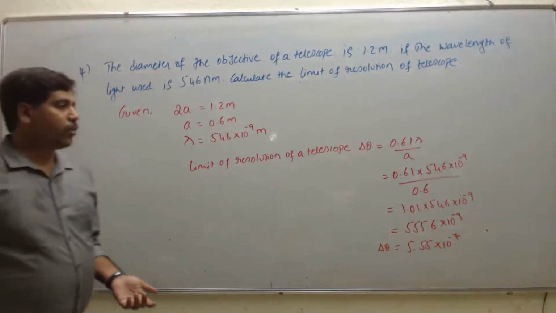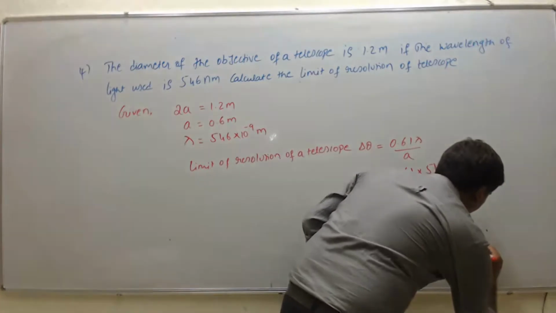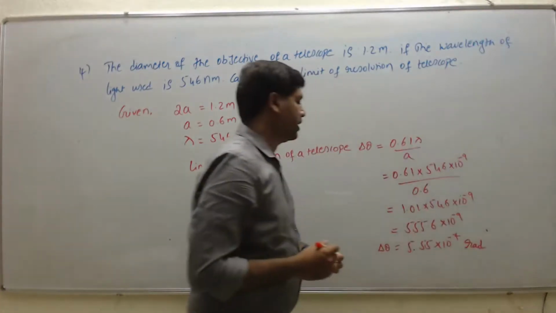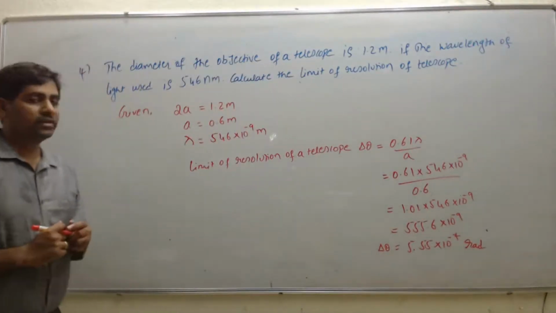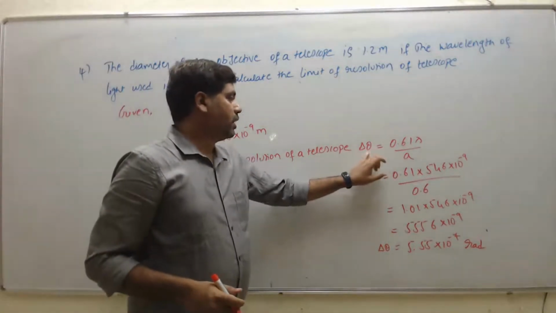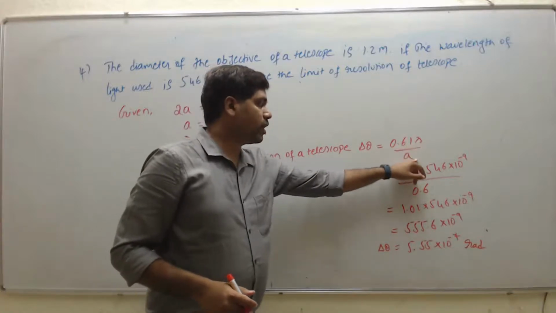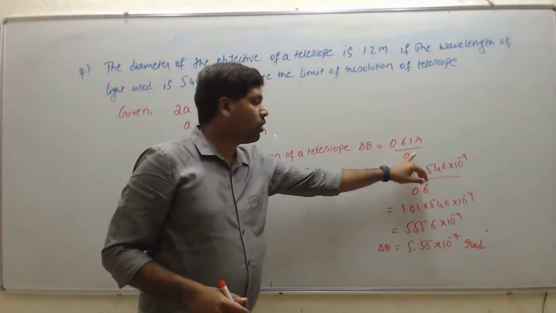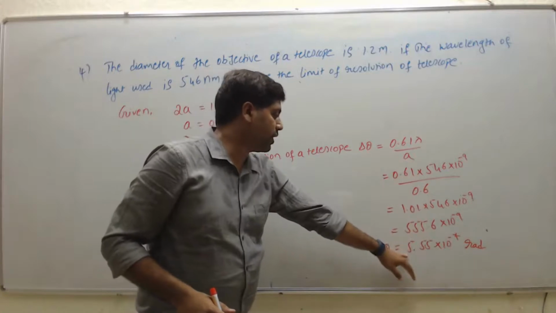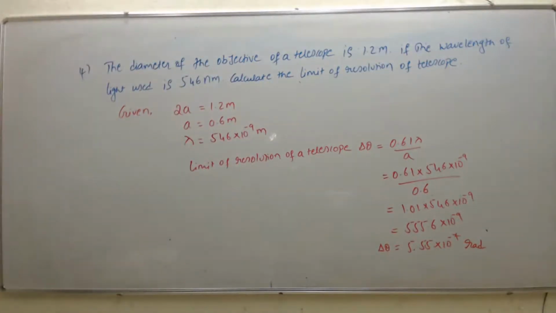Here we get 5.55 into 10 to the power of minus 7, and the unit is radians. Right? So this one is very simple. We just need to know the formula. The limit of resolution, delta theta, equals 0.61 lambda by A. They give the lambda value and A value, and substituting and simplifying, we get the limit of resolution, theta.